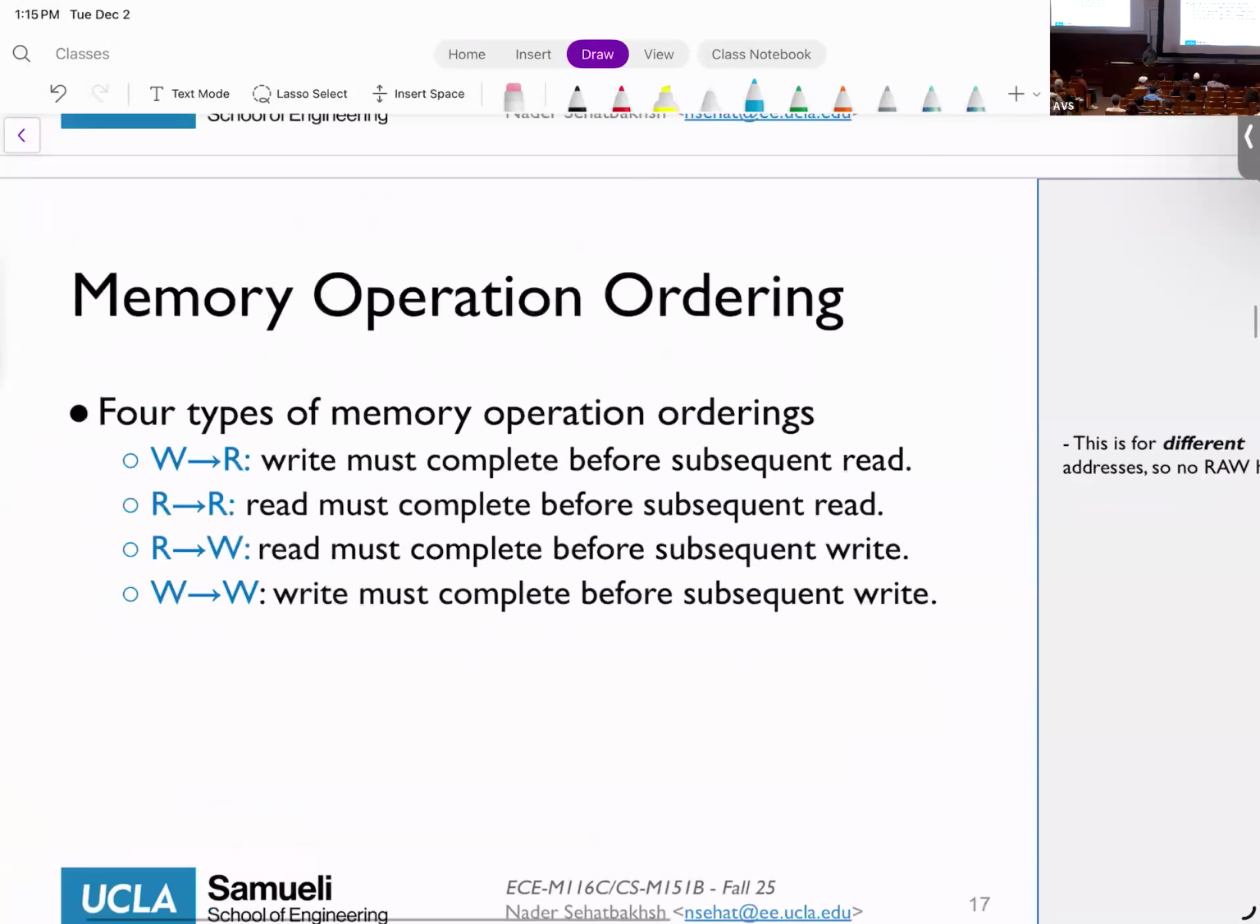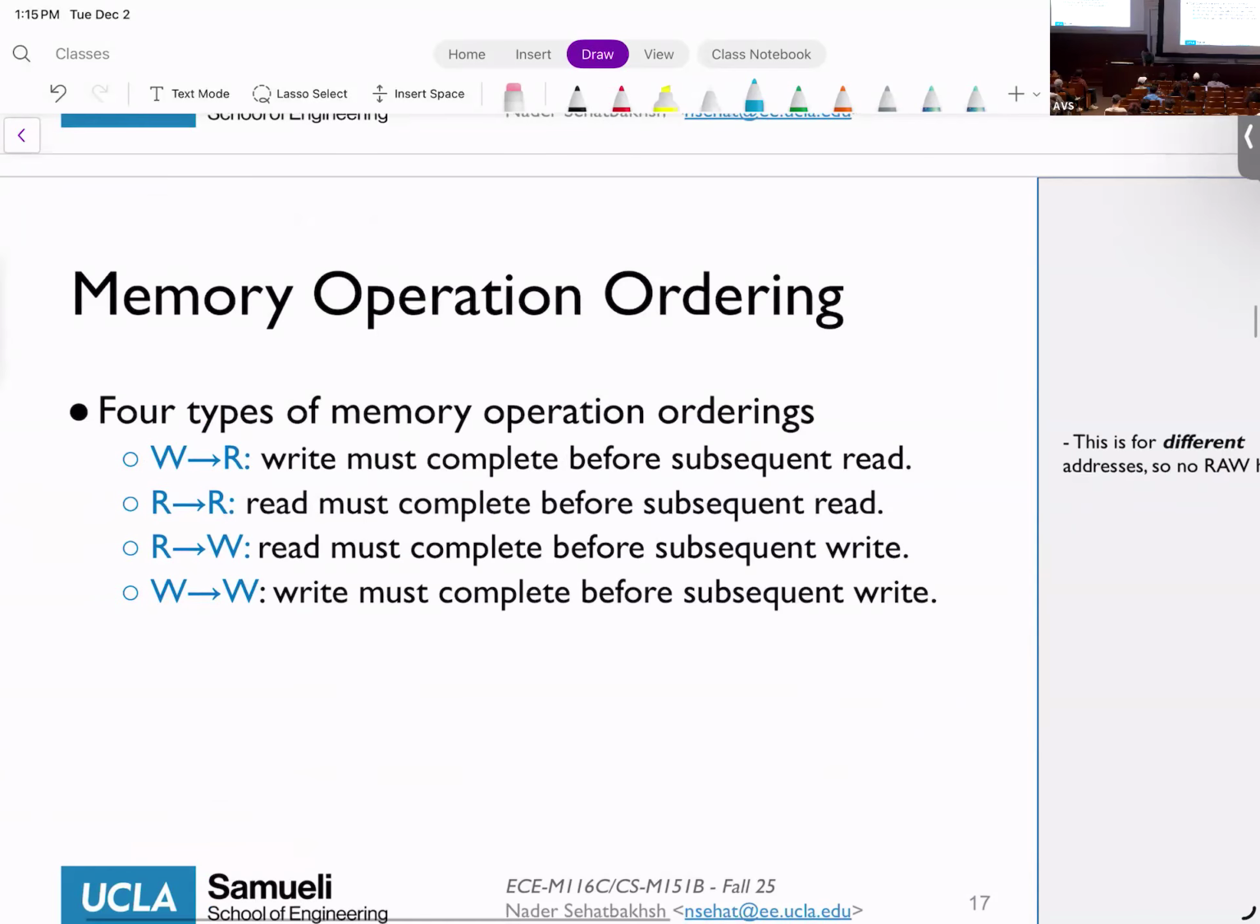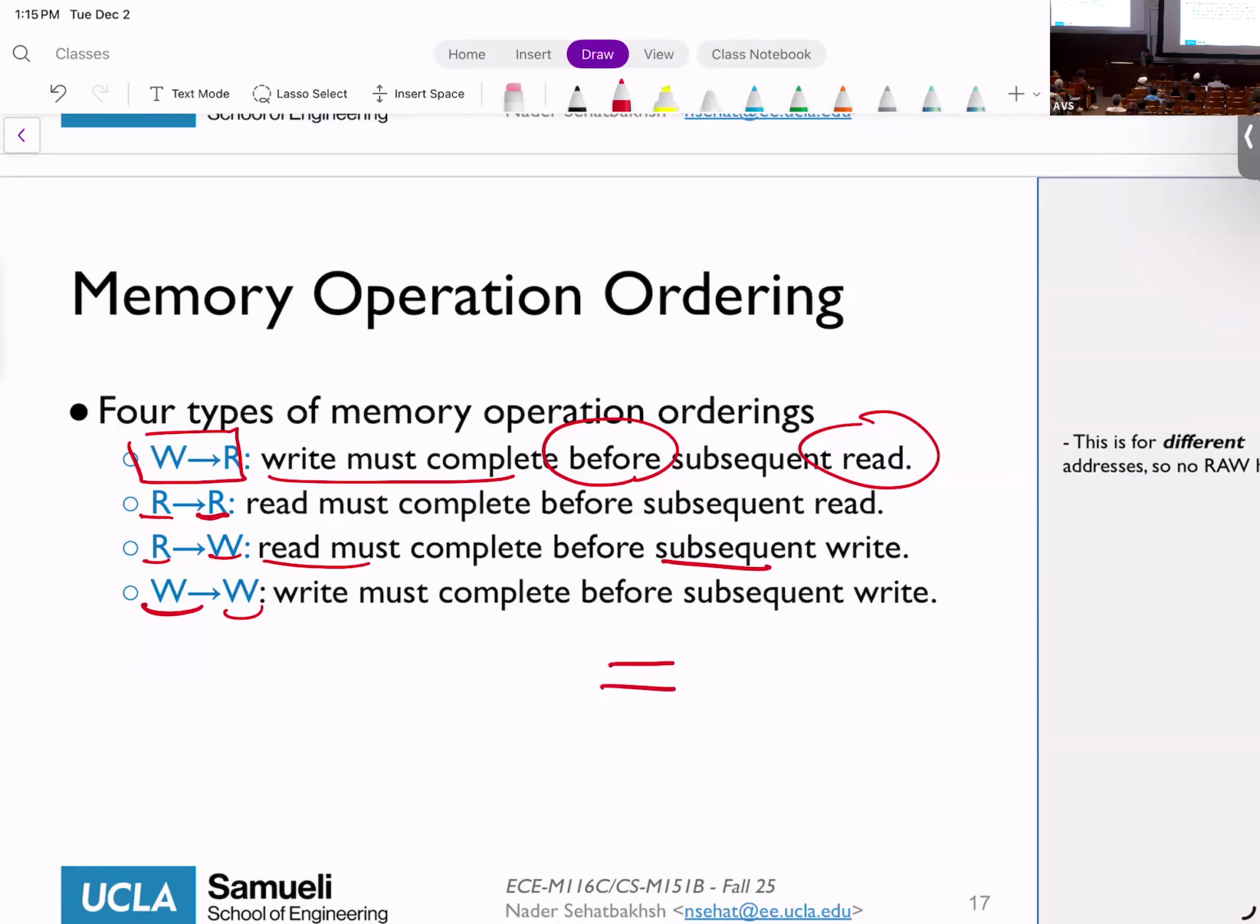Okay, so what are the orderings? All the possible orderings are the following. Read and write. For example, if we enforce the write-read order, it means that all the writes must complete before a subsequent read. All the reads must be complete before a subsequent read. This is the read-read. Read-write is that all the reads must complete before subsequent writes. Write-write means that all the writes must be complete before a subsequent write. Subsequent here refers to the order of the program.